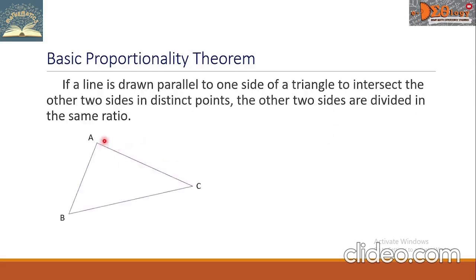Example, we have this triangle ABC. Suppose we have this line that connects the sides AB and AC at the points D and E respectively. Also given here is that the side DE is parallel to the side BC. And from here we can write AD over DB equals AE over EC.